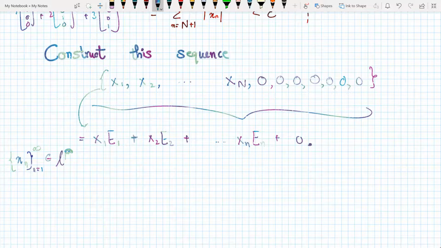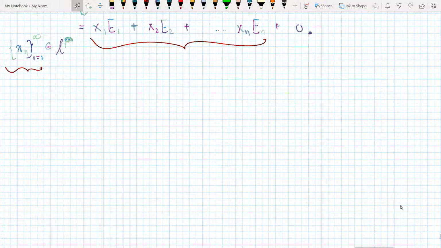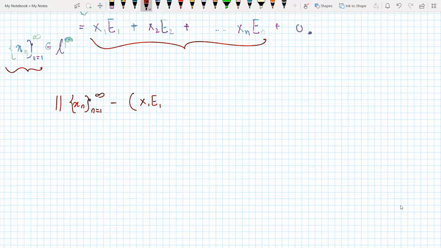So in this case, let me take the difference of this infinite sequence with this. I want to take the difference of these two different elements. And how would I do that? I take the p norm of both of them. So let me write it like this: xn, where n goes from 1 till infinity, minus x1 e1 plus x2 e2 plus x3 e3 plus xn en, p norm. I take the p norm of these two things.